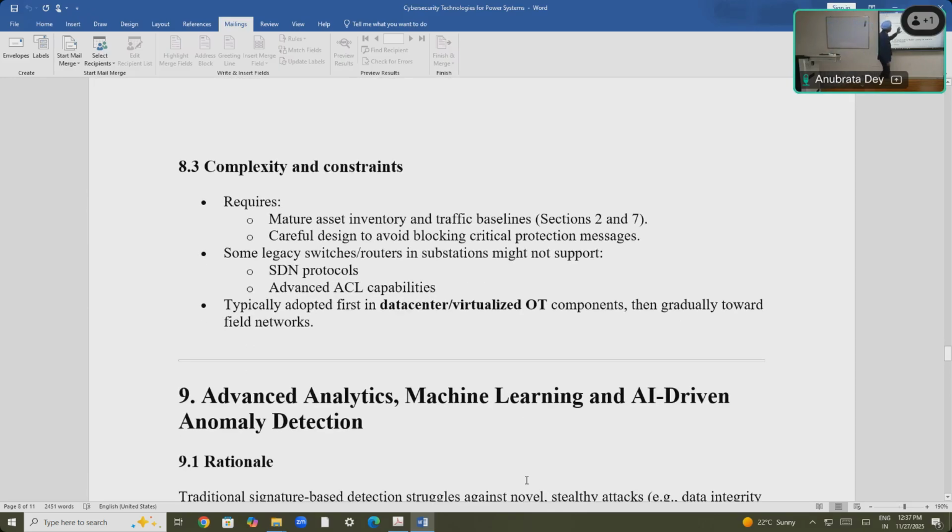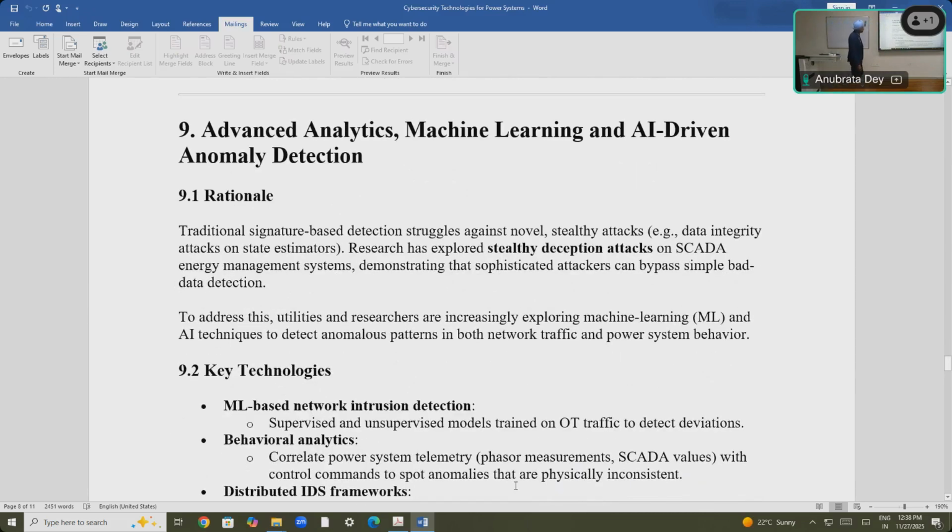So it will require mature asset inventory and traffic baselines. And you have to, we are going to block some messages, so you don't want to block your legitimate message. So legacy switches: some of your legacy equipment may not support the software-defined network protocols that they are using. And then at number 9, we have advanced analytics, machine learning, and AI driven. I think Professor Walja talked about the work they are doing in this area. This is more at the research level. That's happening, but eventually maybe these technologies will become prominent.